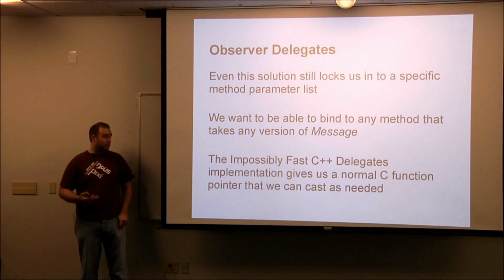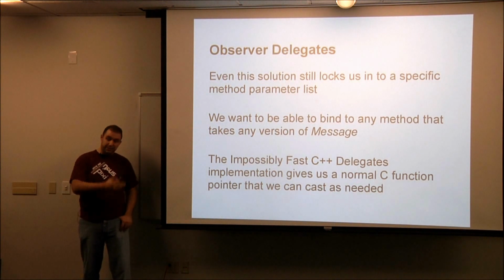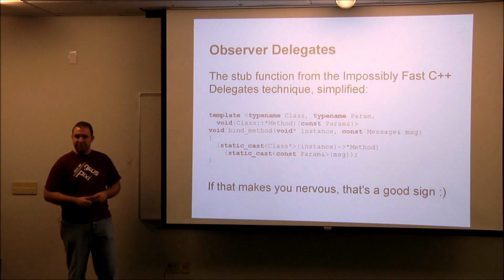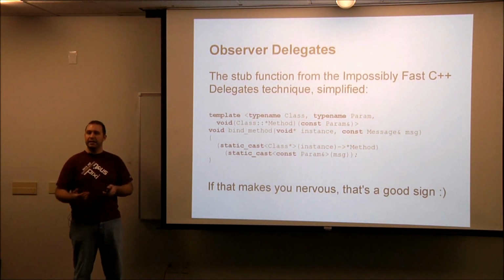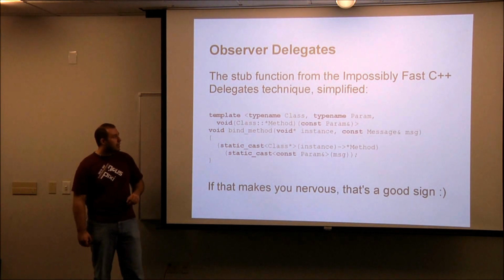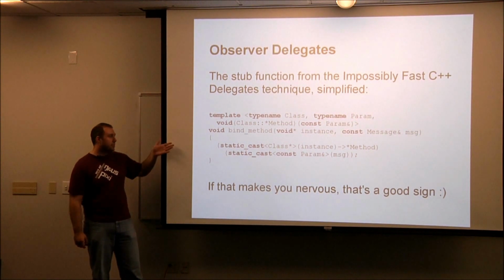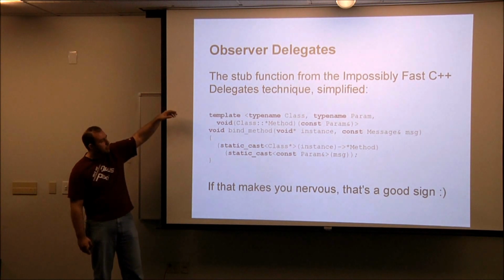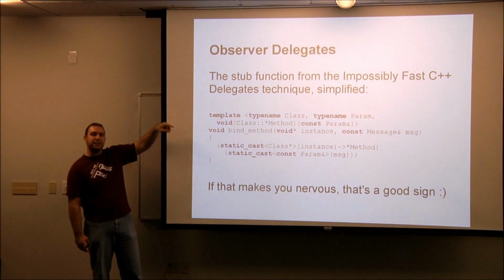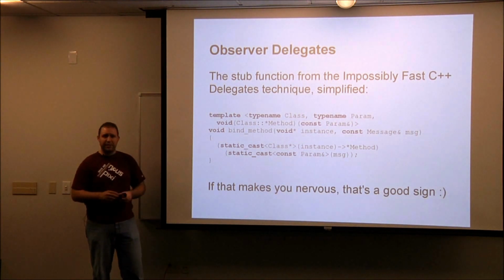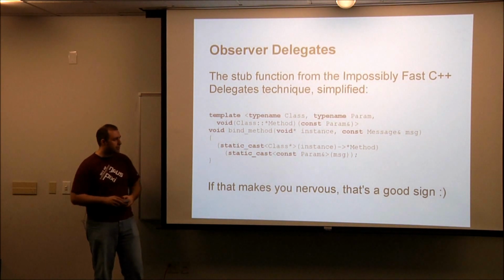Thankfully, we can just take some of the core code from how impossibly fast delegates worked and get where we're going. So I'm going to go a little bit into the template magic behind how these delegates work, how it is that they're binding these method pointers into a single void pointer. The idea here is that we have what's called a stub function called bind method. And you notice that as a template, it not only takes two types, but it actually takes a template parameter that is a method. This is called a non-type template parameter. It used to be really hard to find compilers that supported it, but all the compilers you should be using now should have no problem with this.